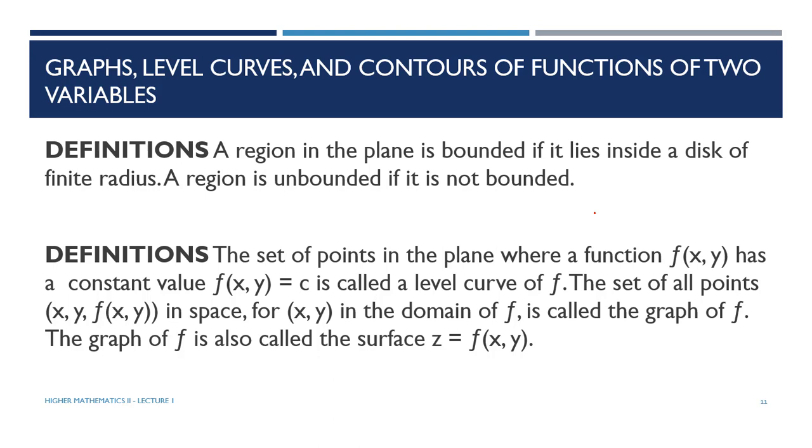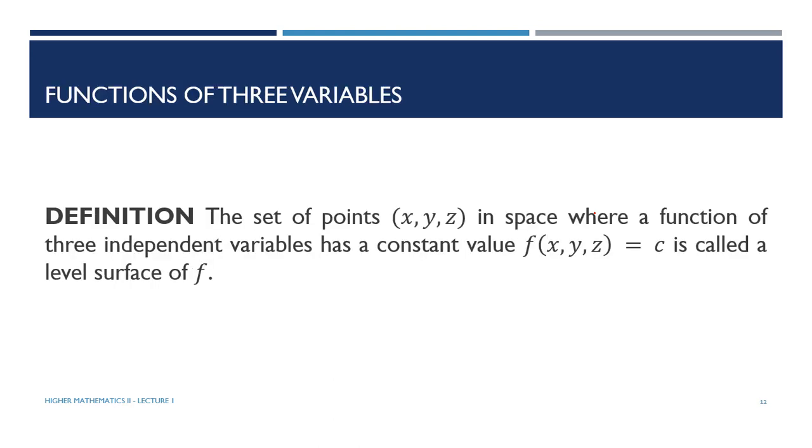Next definition. The set of points in the plane where a function f(x, y) has a constant value, f(x, y) = c, is called a level curve of f. The set of all points (x, y, f(x, y)) in space, for (x, y) in the domain of f, is called the graph of f. The graph of f is also called the surface z.